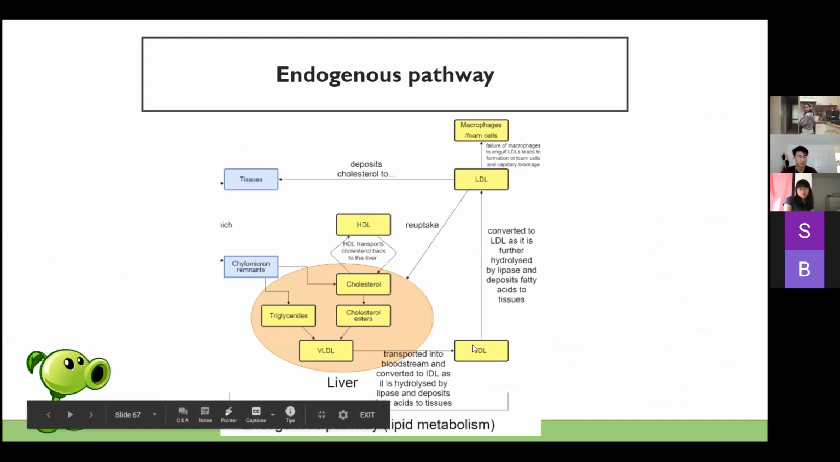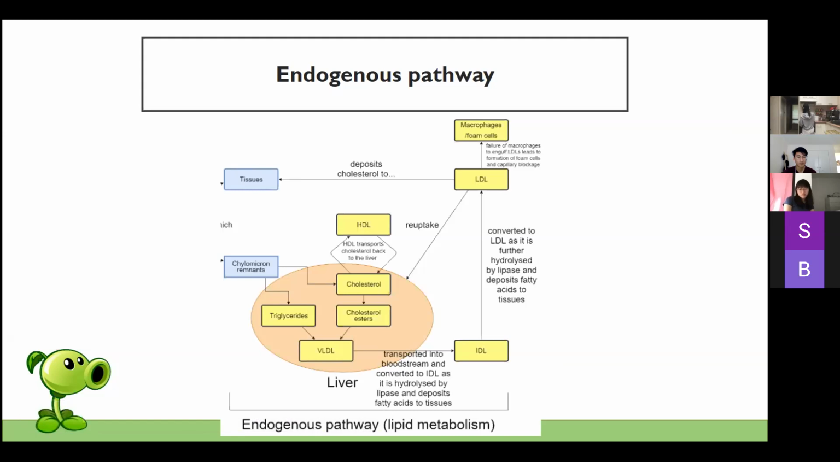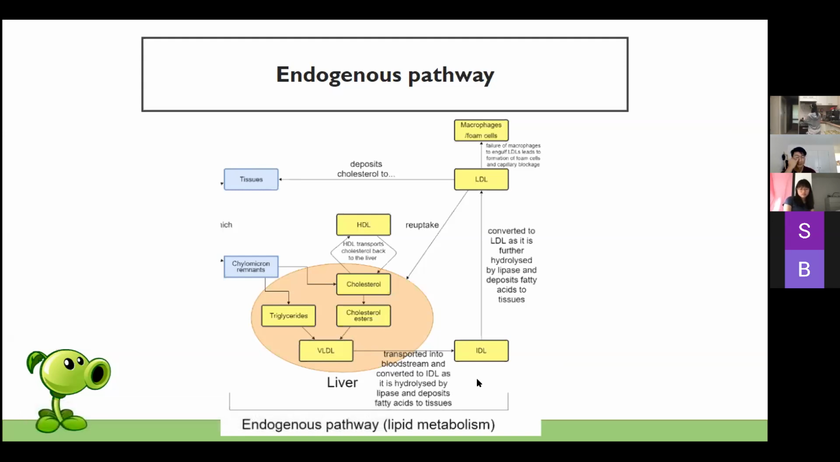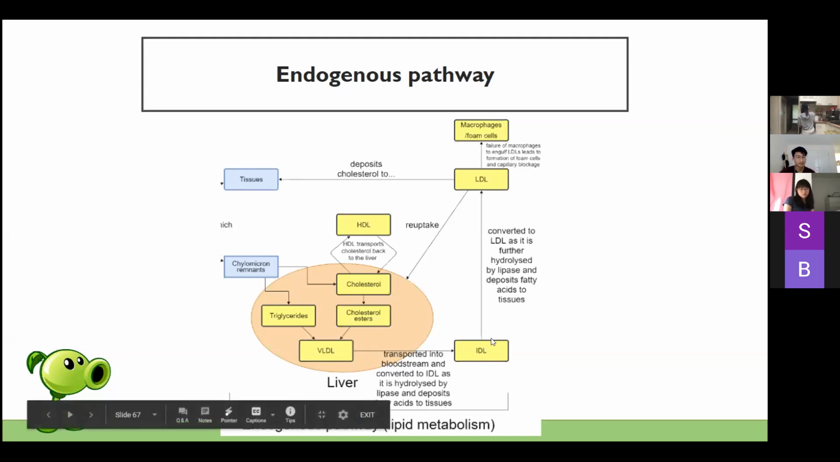So VLDL and IDL. When VLDL turns into IDL, it's basically the same molecule, except it has a lower density of fatty acids. Because if you imagine that the VLDL is depositing some fatty acids to tissues, that means there's going to be less fatty acid in the molecule. So there's a lower density of fatty acid and a higher density of protein. The density of proteins rises, so its name changes.